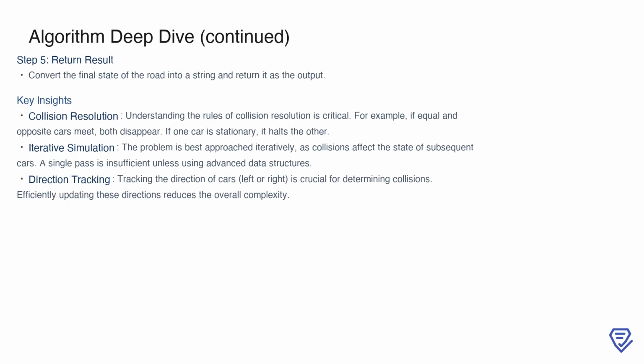Now, there are a few key insights that are critical to solving this problem effectively. First, understanding the rules for resolving collisions is paramount. For instance, when equal and opposite cars meet, both disappear, but if one is stationary, it can halt the other. Second, the iterative nature of the simulation is important, as each collision impacts the state of subsequent cars. A single pass won't suffice unless advanced data structures are employed. Third, efficiently tracking the direction of cars is crucial for determining potential collisions and updating states in an optimized manner.